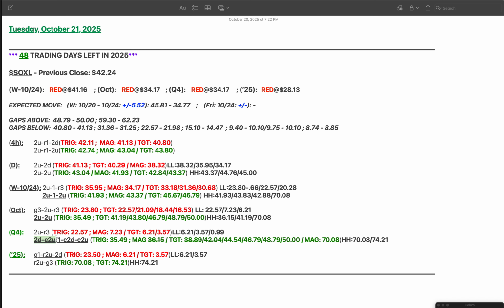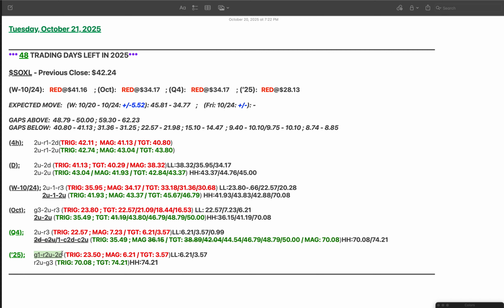On the quarter, again, we triggered the 2 down, combo 2 up at 35.49. It reached that magnitude of 36.15, which then triggered the 1 combo 2 down, combo 2 up, and we reached the first target of 38.89, second target of 42.04, looking for that third target of 45.54. Now remember, that magnitude of the full move is 70.08, so that's a huge move. That's why we've got all these extended targets here on the way up to 70. So again, looking very good from the quarter perspective though.